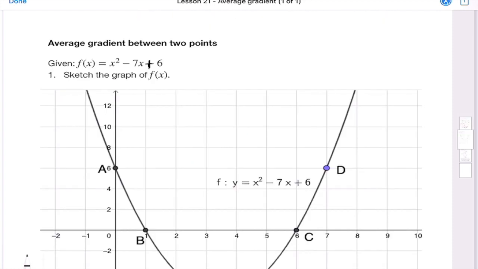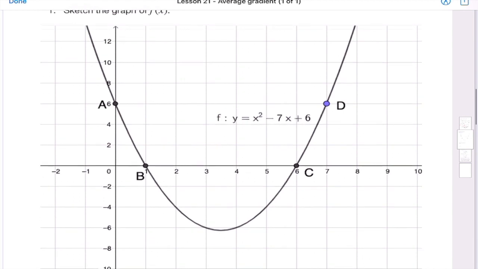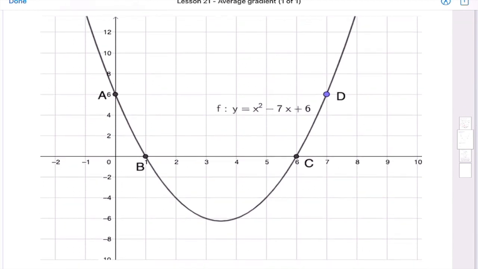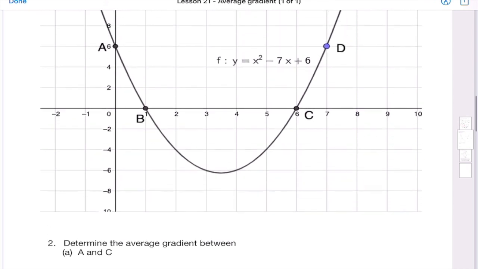Let us have a look at this example. We are given f of x is equal to x squared minus 7x plus 6. You can sketch the graph if they require you to sketch the graph, and our graph would look like this. So this is the graph of our function f. It passes through those four given points A, B, C, and D. And the first question they say is determine the average gradient between A and C.